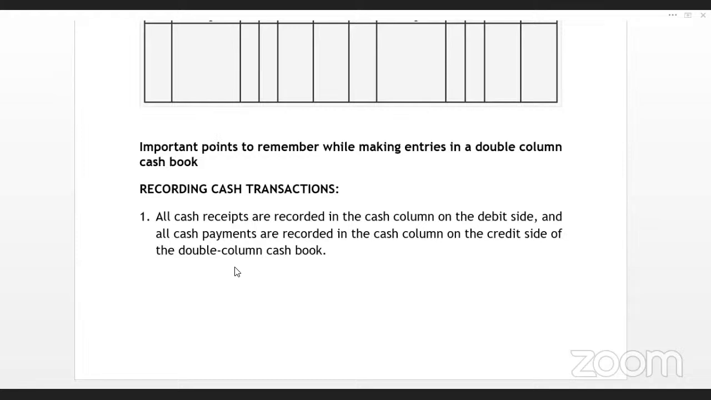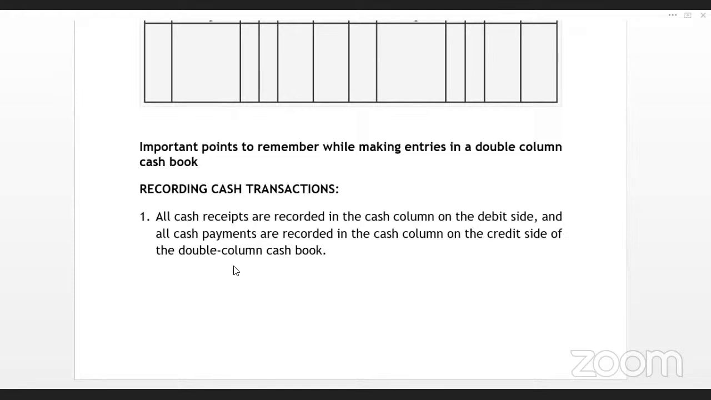Then, of course, the cash payments will be recorded in the cash column on the credit side of the two-column cash book.